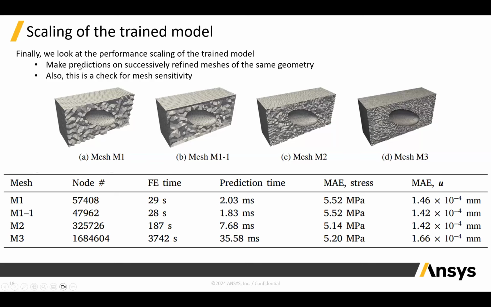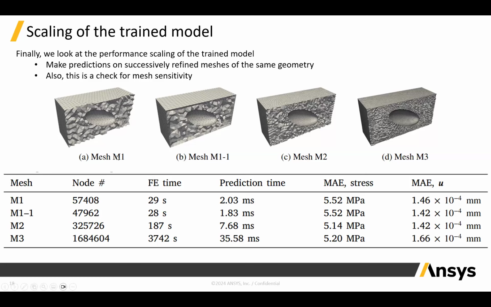So finally, we wanted to look at performance scaling of the trained model and compare that with just finite element simulations. So we wanted to make predictions on successively refined meshes of basically the same geometry. And this is also a check for how we're doing in terms of mesh sensitivity, because at the end of the day, it's defined by a point cloud, and those point clouds are randomly sampled. So every time you sample it, you get different point clouds. So you see a slightly different representation of still essentially the same thing. So we wanted to see what happens when we slightly change the mesh.